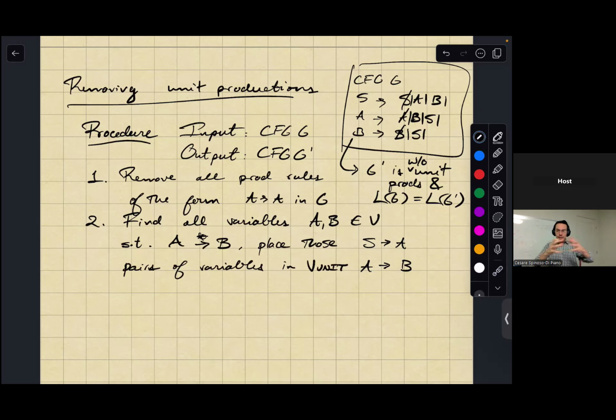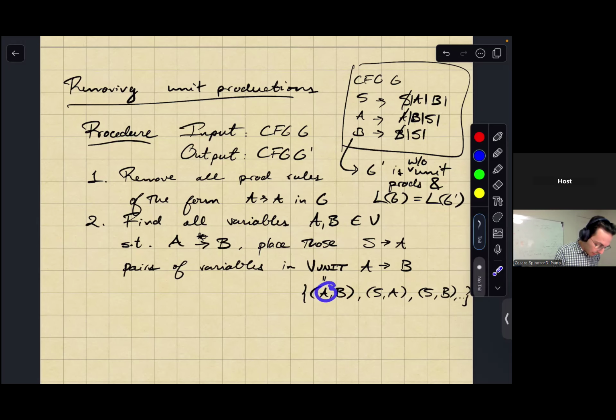So now we have a set of pairs of variables, right? So we have the set of tuples A, B, S, A, S, B, and so on, right? Where this one is the start variable, and this one is the end variable, okay?